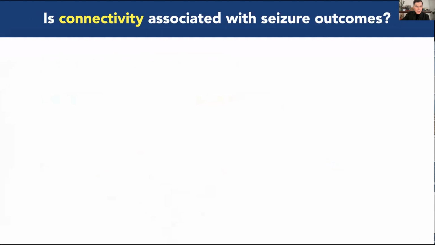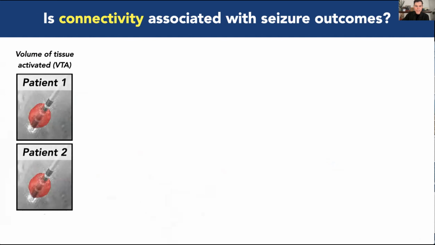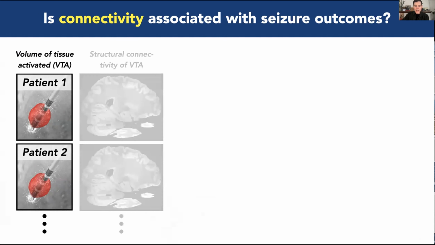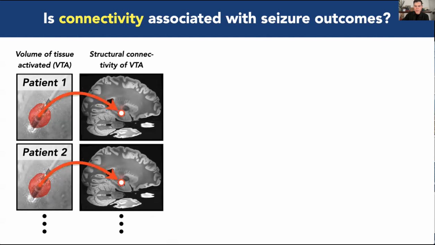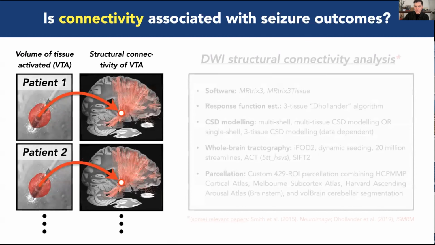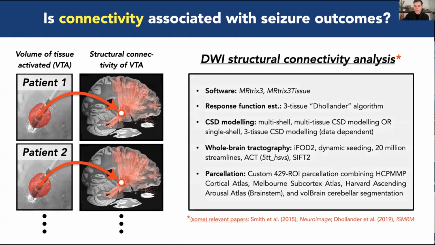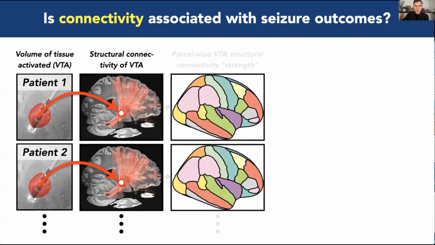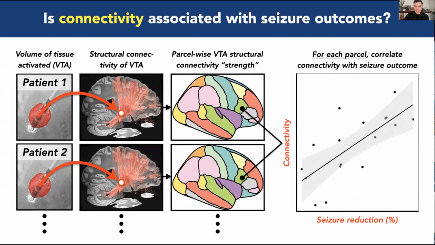So next we asked whether connectivity of these stimulation locations might also be important. Very briefly, this began with each patient's VTAs, and these were input to a diffusion MRI structural connectivity analysis, which we performed using up-to-date methods in MRtrix. And this yielded a connection strength between each VTA and all other brain areas. And so finally, at each brain area, we then just correlated connectivity with patient seizure reduction.